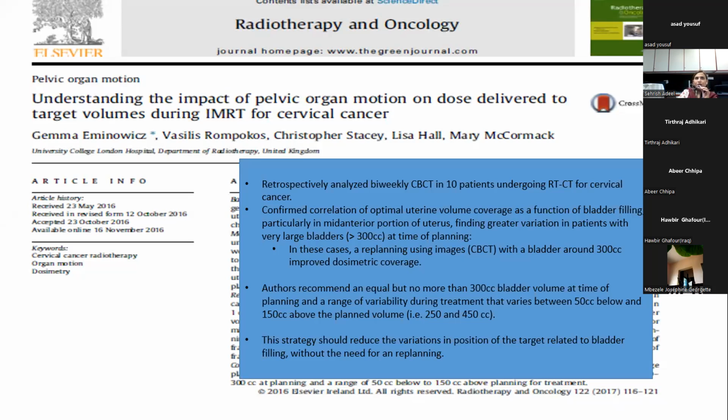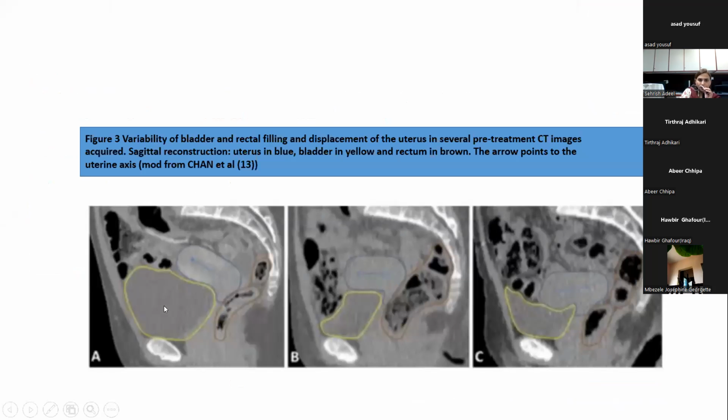there would be less need of replanning in case of cervical cancer patients, because if there is a marked change in the volume of the bladder, there will be marked variation in the position of the uterus. That's what I'm showing in this picture. This picture A is showing the excessively filled urinary bladder, and this urinary bladder is pushing the uterus posteriorly and superiorly.